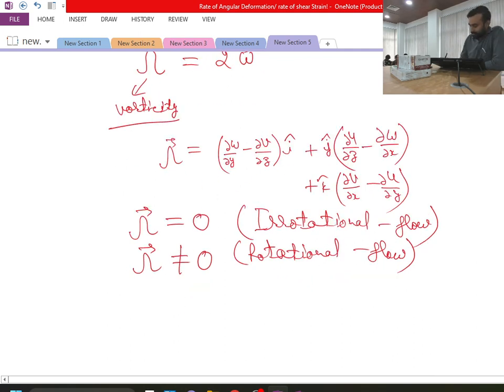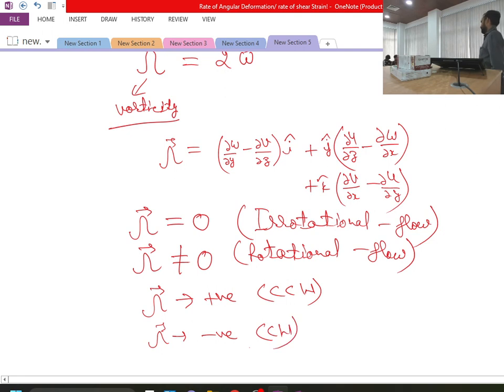Okay. Another important point is that positive vorticity is nothing but the counterclockwise rotation of the fluid, and negative vorticity will give clockwise rotation of the fluid. Is this point clear? So in any flow field, if I calculate the vorticity vector, and if the value of the vorticity vector is 0, then I will be calling that particular flow irrotational. And anywhere where my vorticity vector is not equal to 0, that type of flow I will be calling rotational.